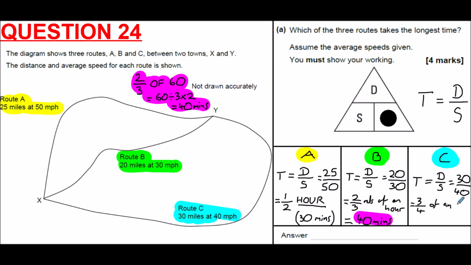Now quarters of hours is a time frame we're more used to. For example, if you're going to be 1/4 of an hour late, a 1/4 of an hour means 15 minutes. So 1/4 of an hour would mean 15 minutes. So 3/4 would be 3 times as long. 3 times 15 would be 45 minutes.